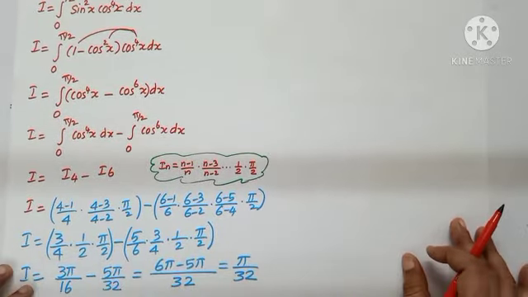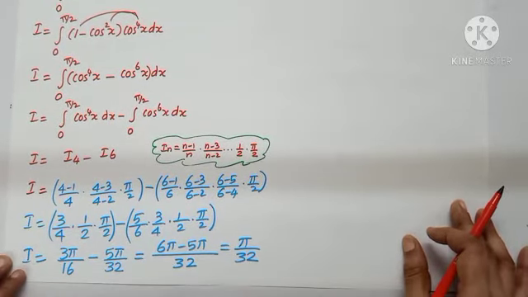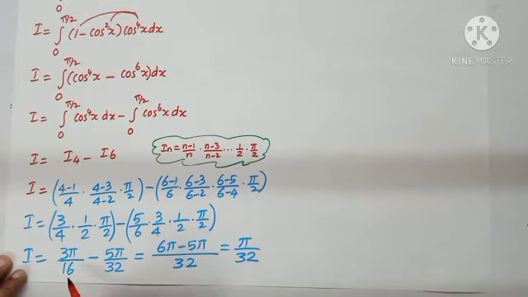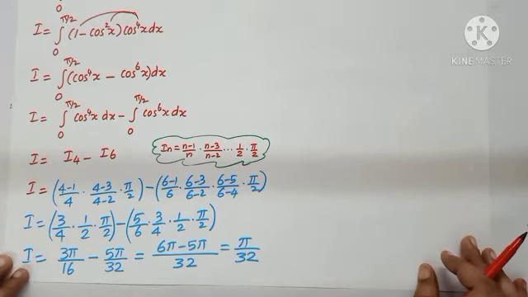As we simplify, let us take LCM. It is 3 pi by 16 minus 5 pi by 32. Taking LCM, we get the answer pi by 32.